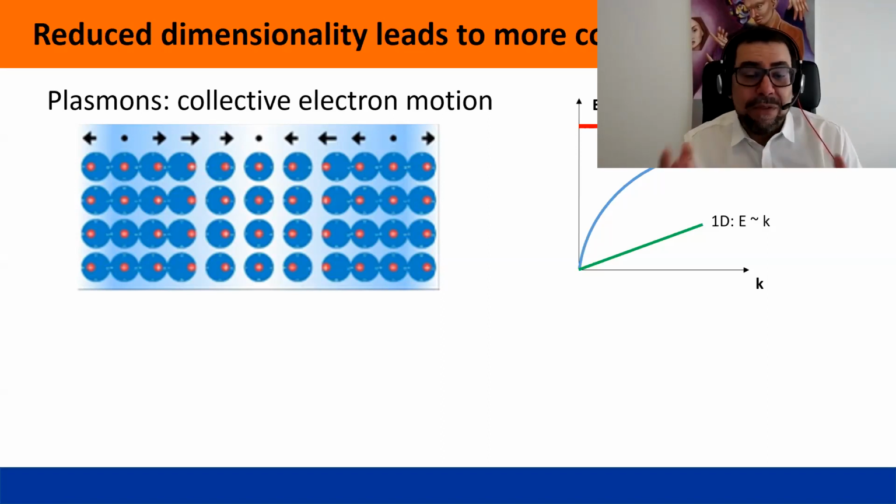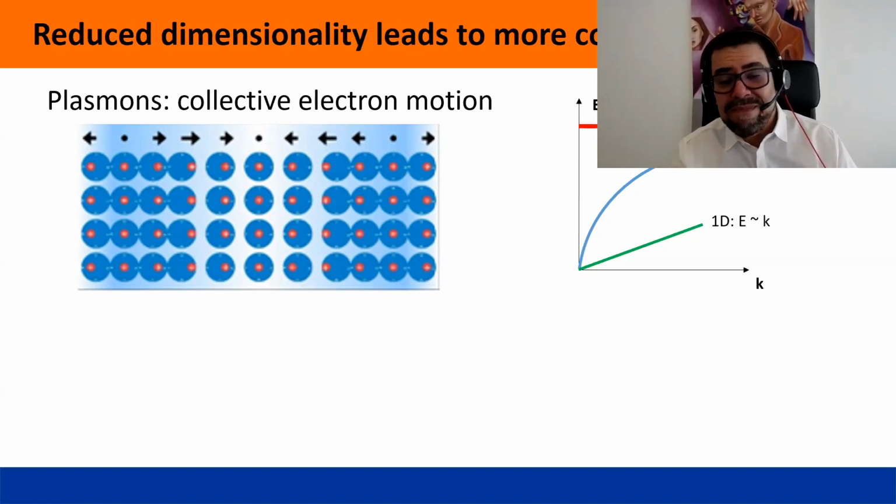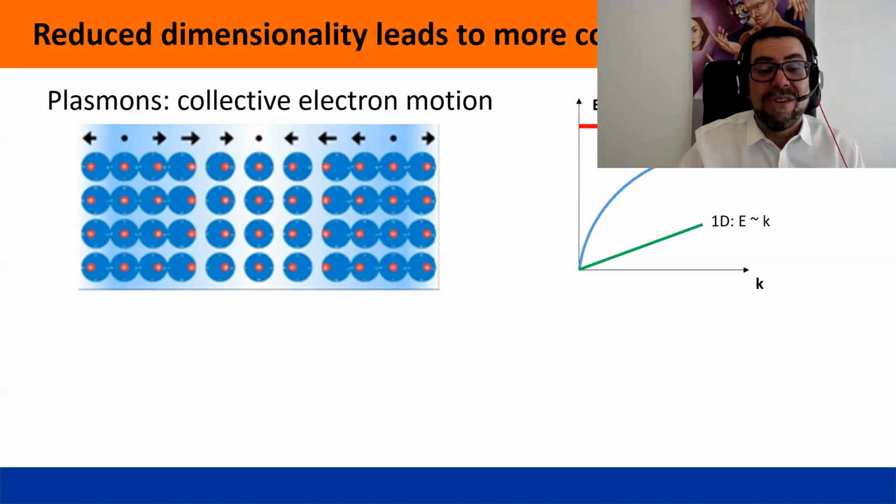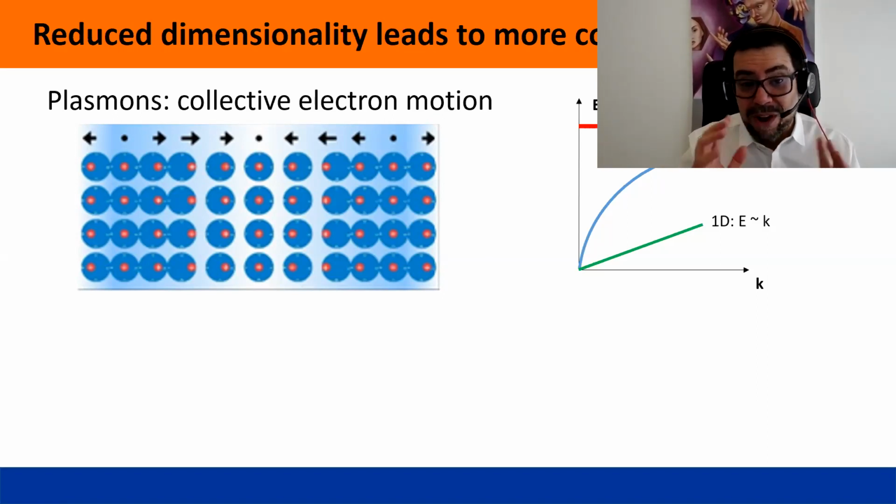Now, a 3D plasmon essentially doesn't propagate because the derivative is 0. In 1D, the speed essentially is constant in the material, but in 2D, the derivative of a square root diverges as you go to very long wavelengths. So essentially, plasmons in 2D become extremely fast, okay, from that perspective, because of this way the energy depends on the crystal momentum.